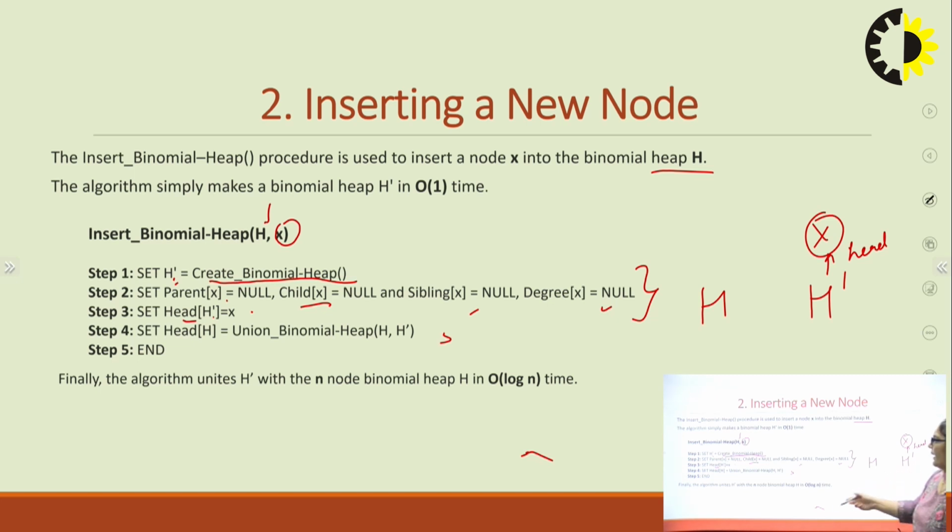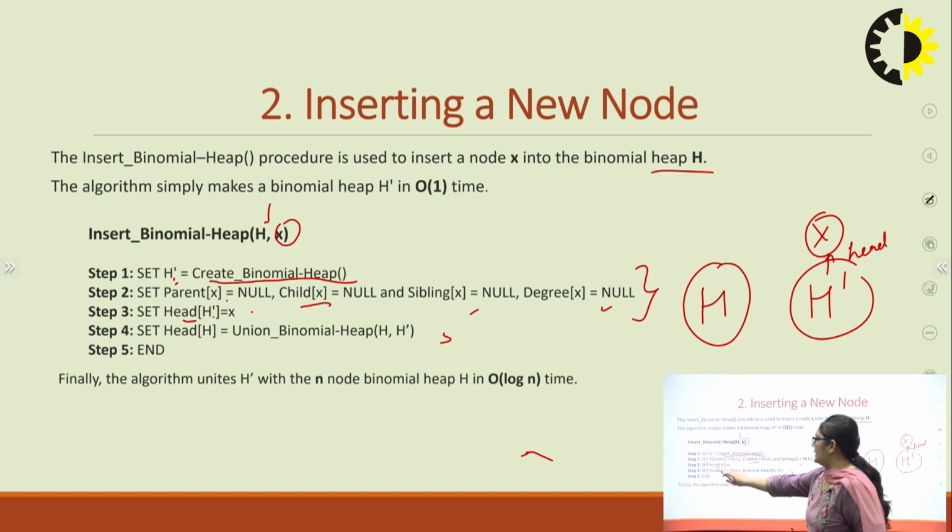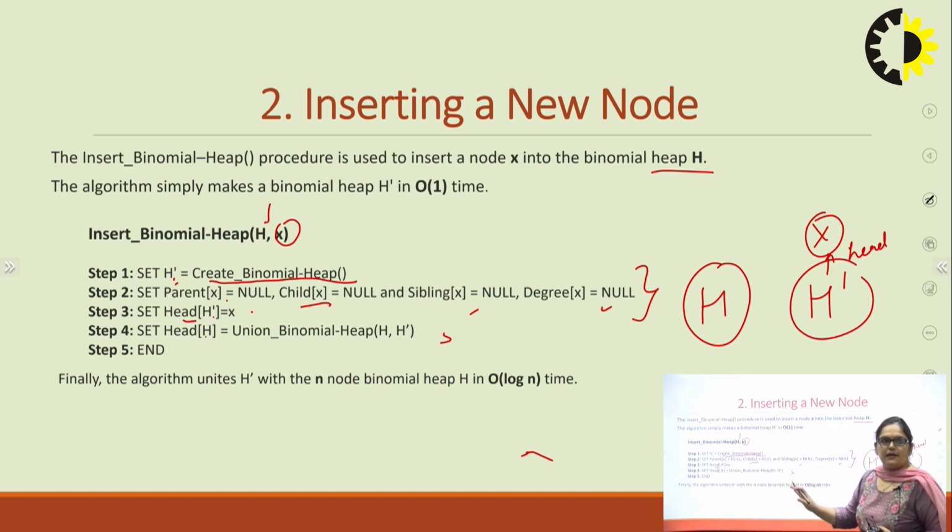In step 4, we have to unite or merge these two binomial heaps to get the final binomial heap, which includes the node x, and this union operation will take big O of log n time.